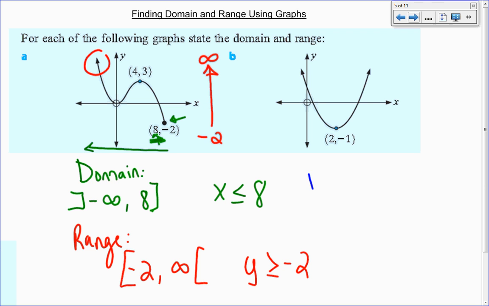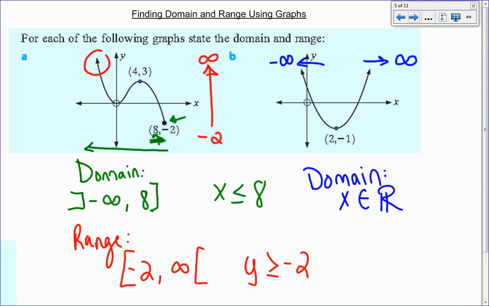Okay, here, domain. If you look, our domain is all real numbers. We've got x going towards negative infinity in this direction, and towards positive infinity in this direction. Every point in between, every x value is included. So x is all real numbers.